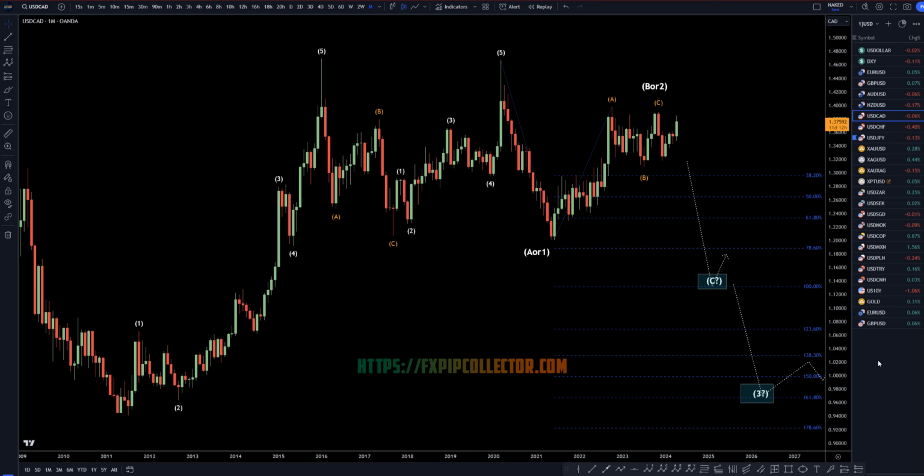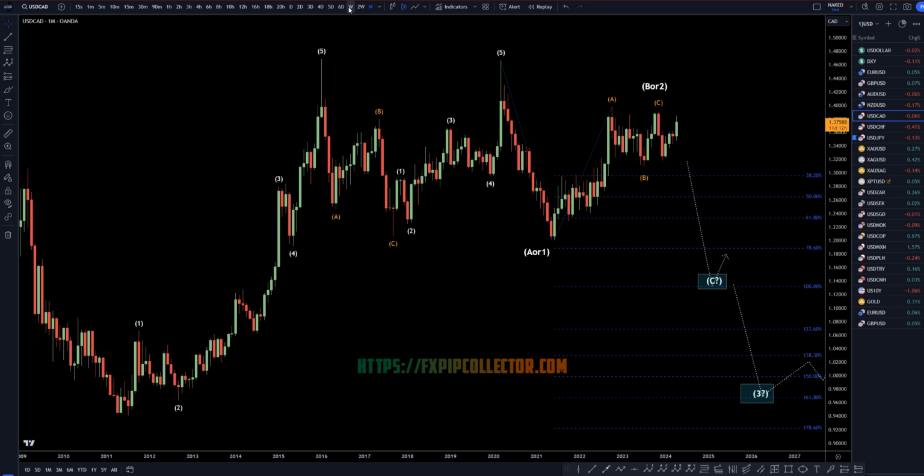Today is Friday, April 19th, and I'm going to be analyzing the US dollar Canadian starting on the monthly, working my way down to the 1 hour time frame for the full top-down analysis. So on the dollar CAD, I still am looking at this as a possible A, possible B, and I still think it is going to go down most likely to at least 100% to make a wave C.